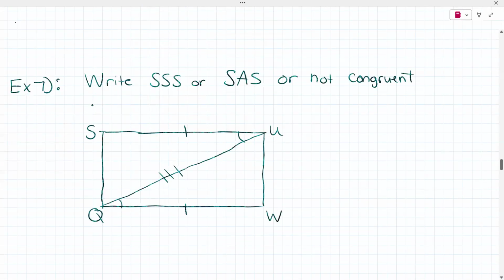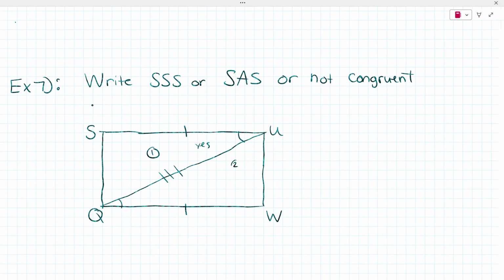Example 7 says write SSS or SAS or not congruent. It might be SAS. So let's look at this triangle here. You have a side, an angle, and then the third side is this. So the angle is between the two sides. So this would be yes.